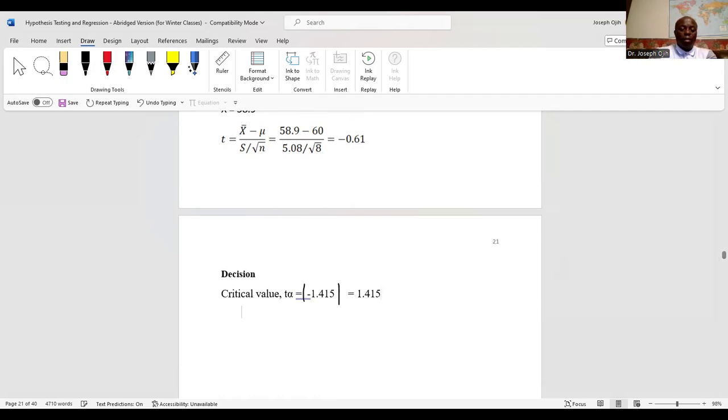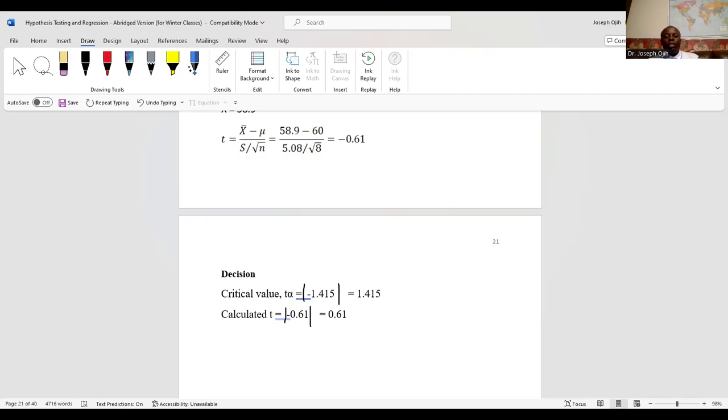Now the answer from the calculation is negative 0.61. That means the calculated T equals negative 0.61. Like I say, if it's in this form, you make it absolute value. The absolute value, you're going to have it right here. Let me put it right here, equals 0.61.